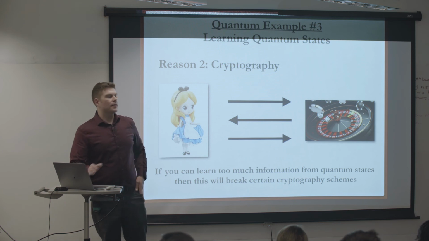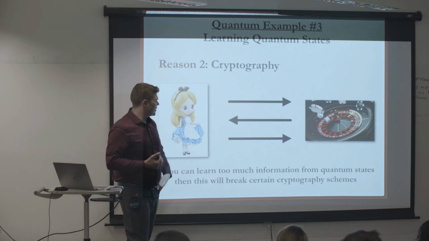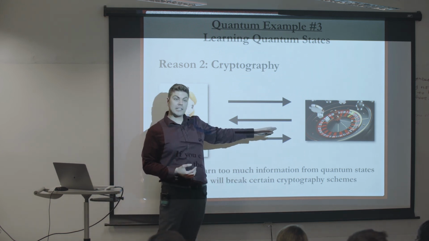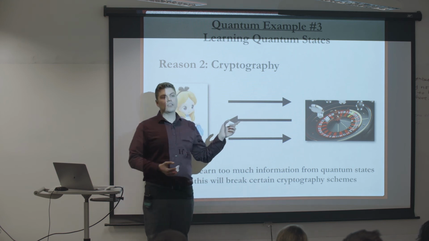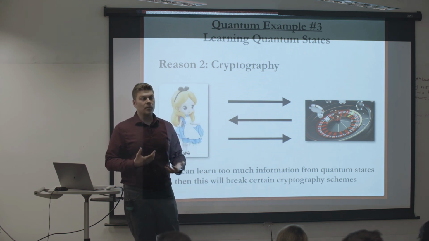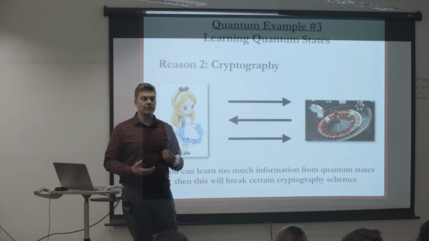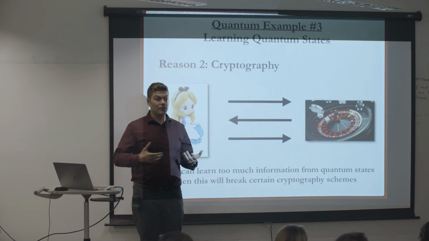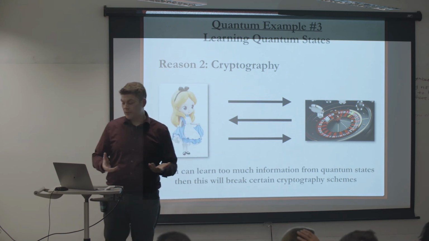Cryptography. You start sending secret messages, and there's Alice. Here's an online quantum casino. You don't want the casino to be able to learn too much information about what's happening, or else maybe they could get extra money from you, cheat you out of your money.